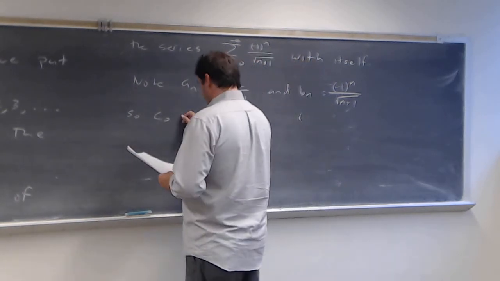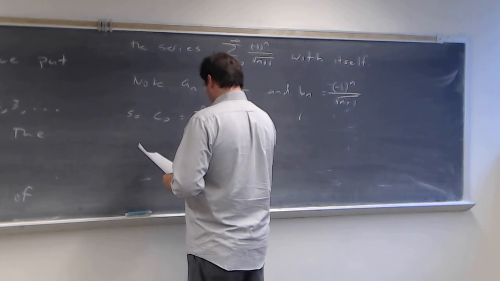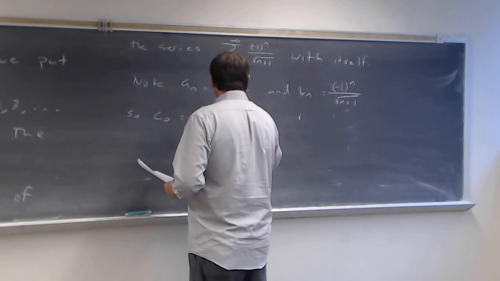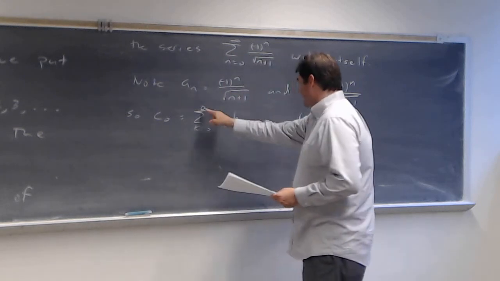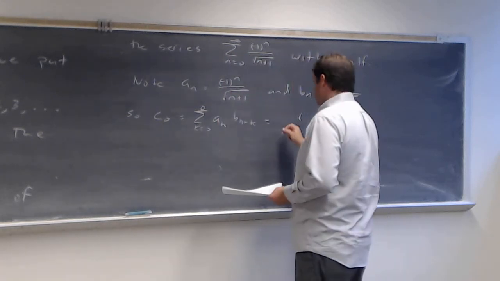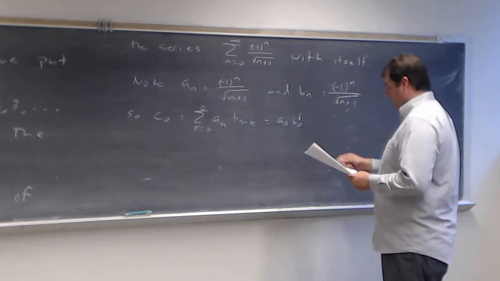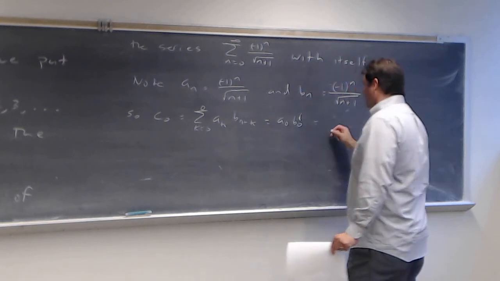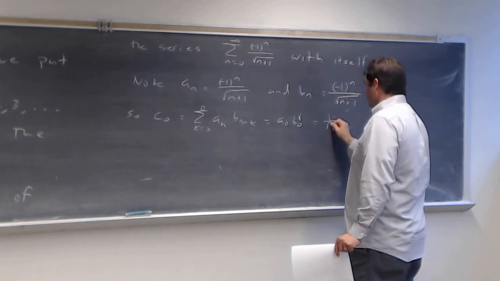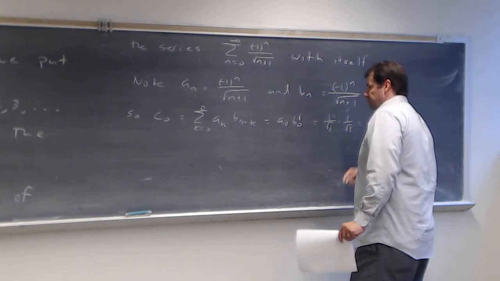So c sub 0 is equal to the sum as k runs from 0 to 0 of a sub k, b sub n minus k, which here the n is 0 and the k is 0. It's just one term. It's a sub 0, b sub 0. And that's equal to, when n is equal to 0 here, 1 over the square root of 1 times 1 over the square root of 1, which equals just 1.